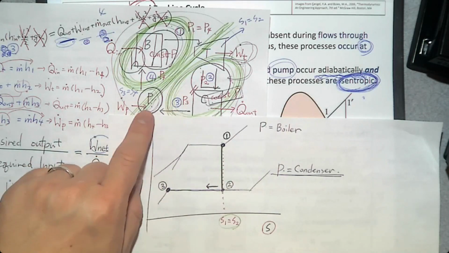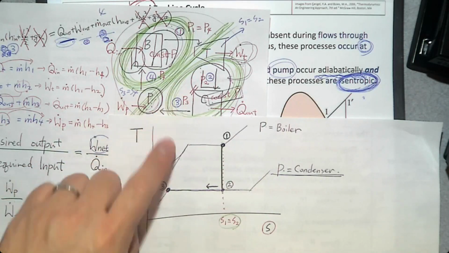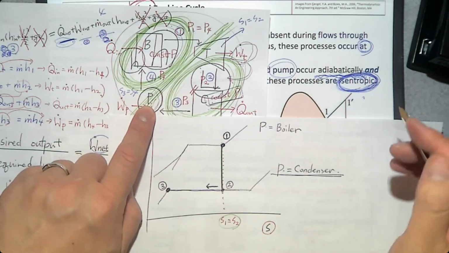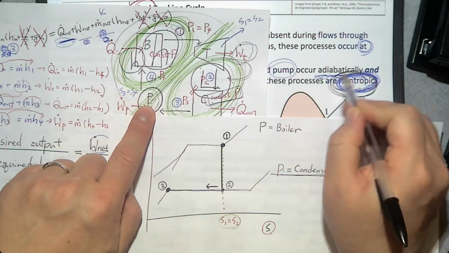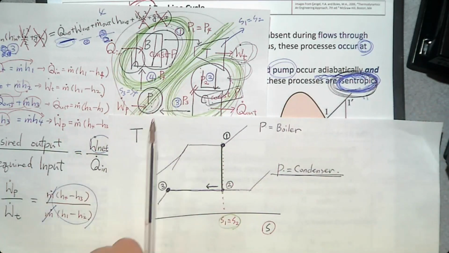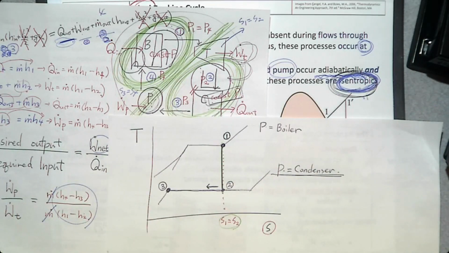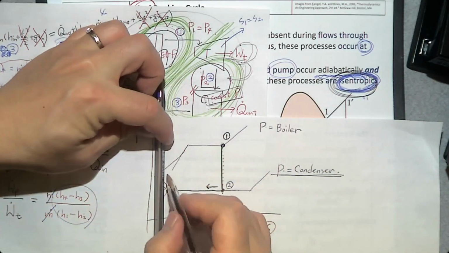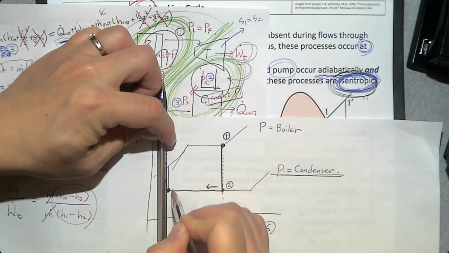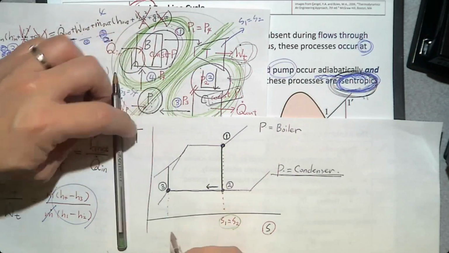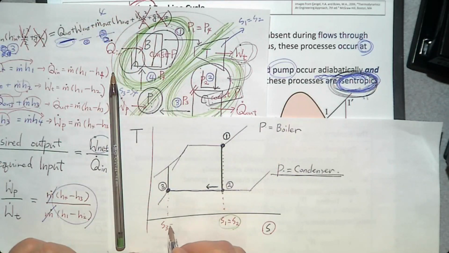And then what's going to happen in the pump? So this number three enters the pump. This pump runs isentropically. So it should be a vertical line when specific entropy S remains constant.